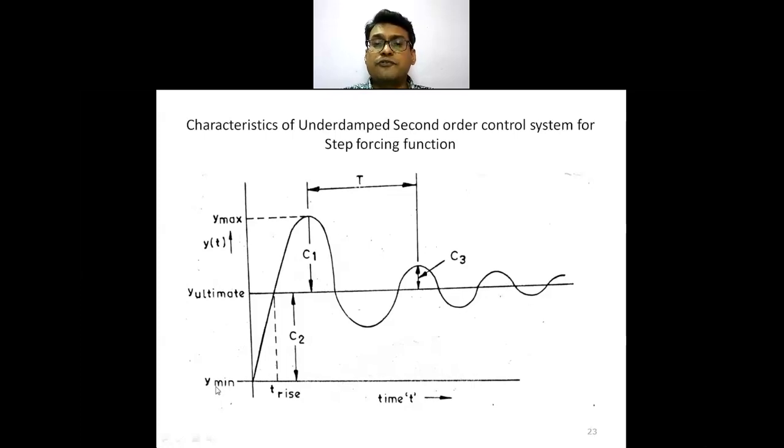Now this is the y minimum, or you can say the initial value. Then the y ultimate is what you have targeted; you will reach this value. And this is the maximum value that you can obtain. So C2 is defined as the distance between the y ultimate and the y minimum, and C1 is defined as the y maximum minus the y ultimate.